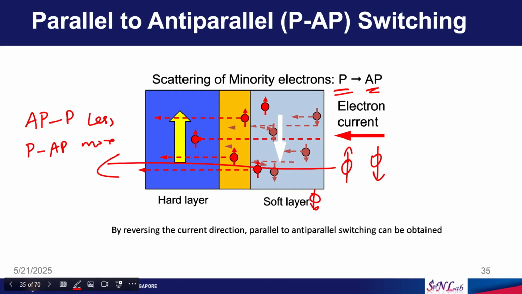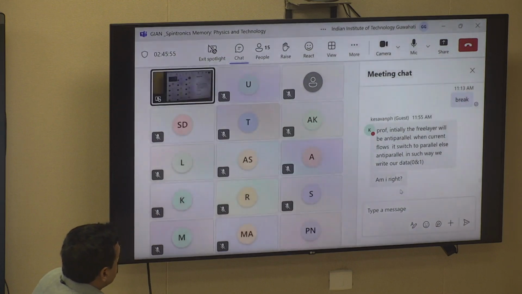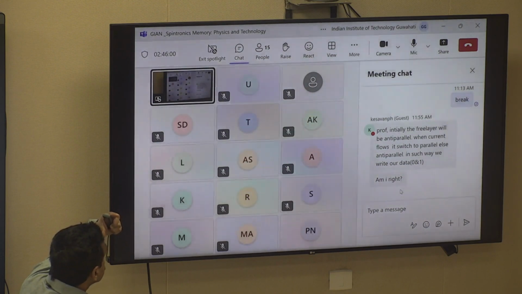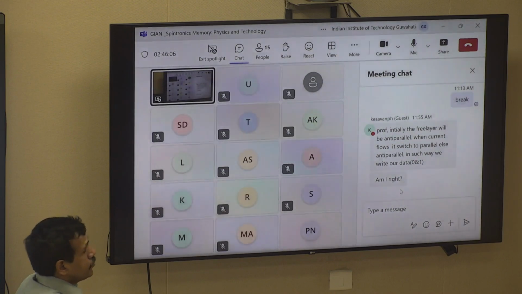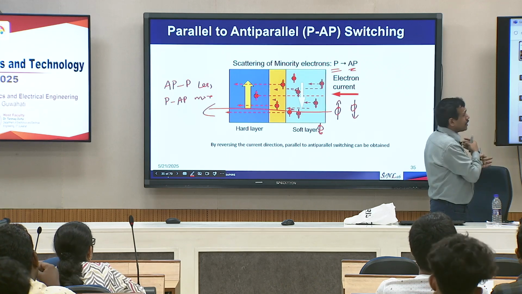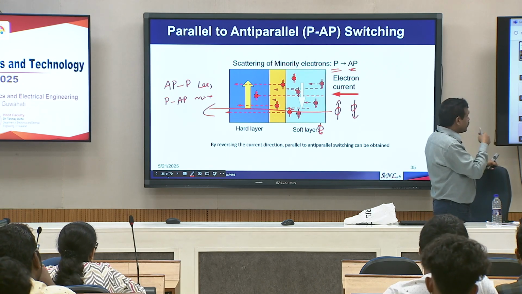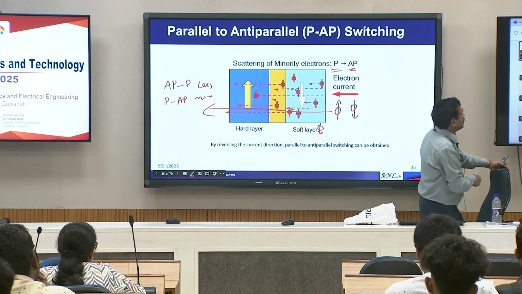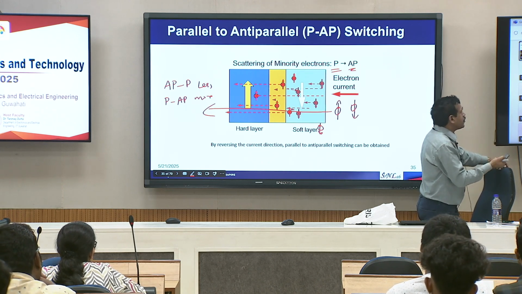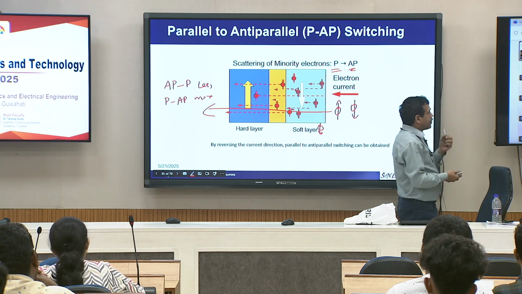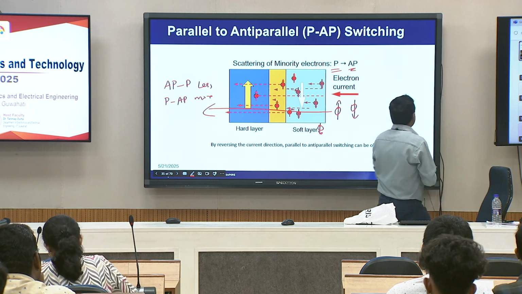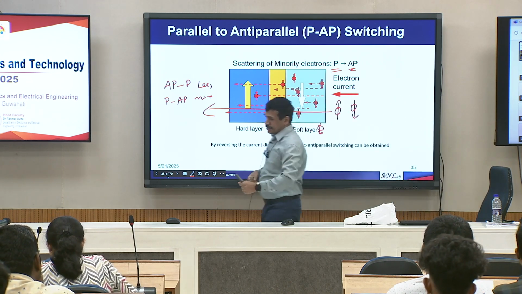Initially, the free layer will be anti-parallel. I mean, we do not know whether the free layer is anti-parallel or parallel. It is just that if you want to write 0, you send current in one direction. If you want to write 1, you send current in the opposite direction. Okay. So, in a memory you do not know whether the memory is in 0 or 1, you do not know whether it is parallel or anti-parallel. So, just depending on whether you want to write 1 or 0, you send the current in one direction or the other direction, that is all.